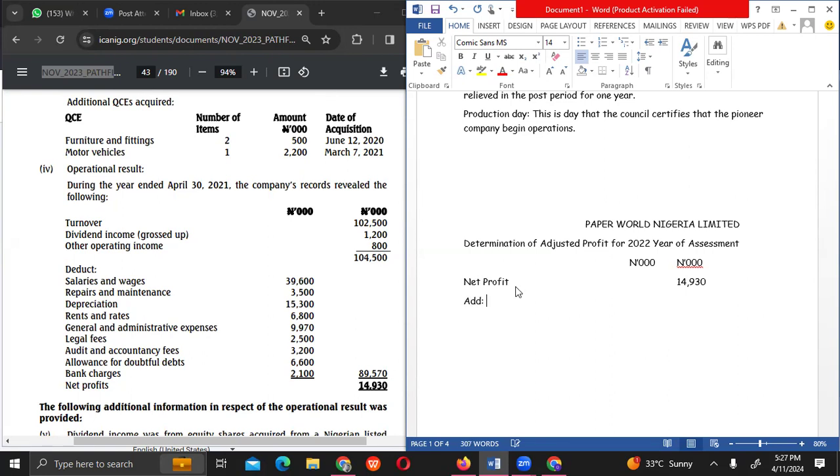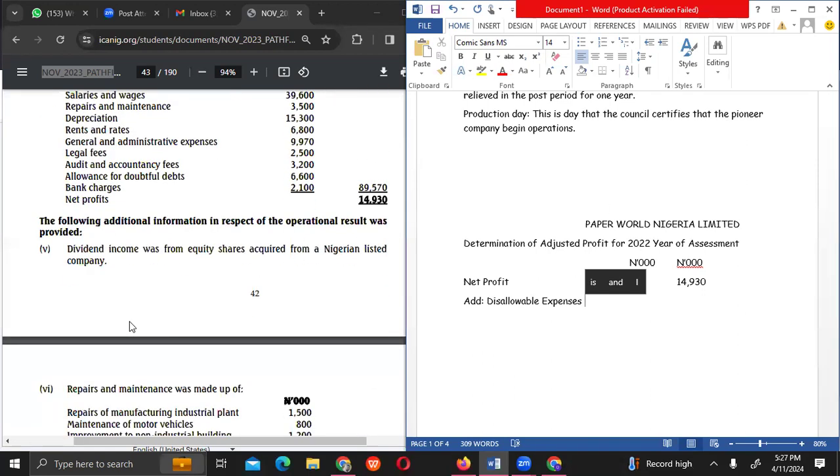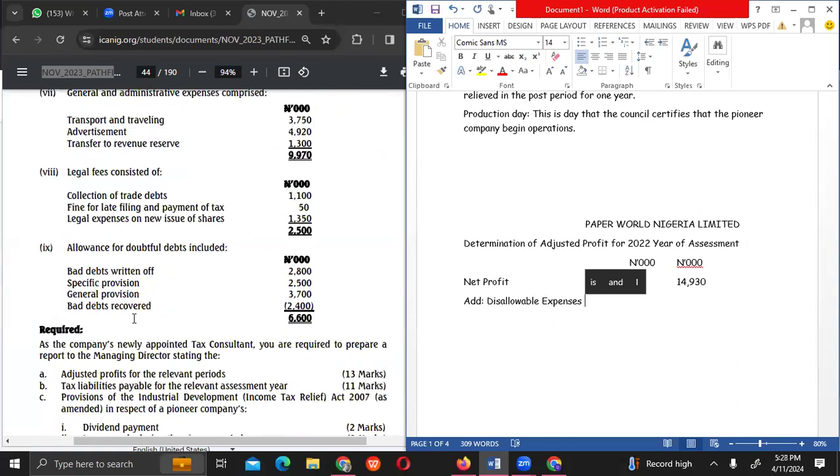I have a question. I thought we are going to bring in the loss from pioneer periods. I thought we were going to calculate the adjusted profit here, not on the working. The relevant period for tax purposes is the post-pioneer period because they do not pay tax in the pioneer period. So now we are doing the question, the A part.